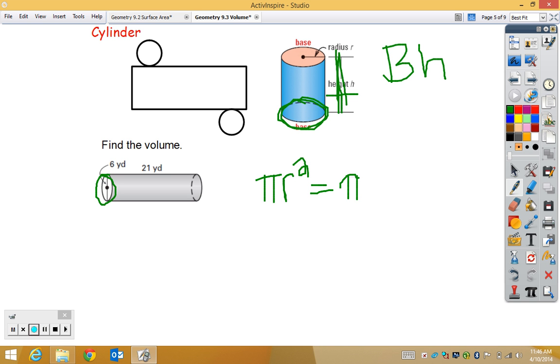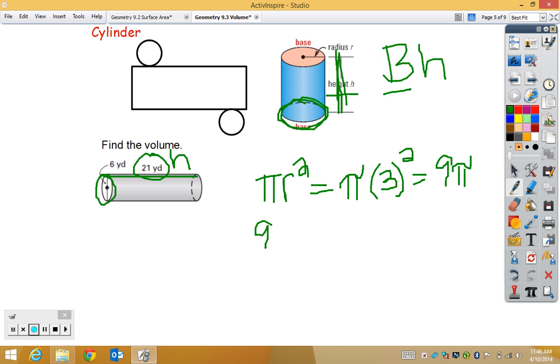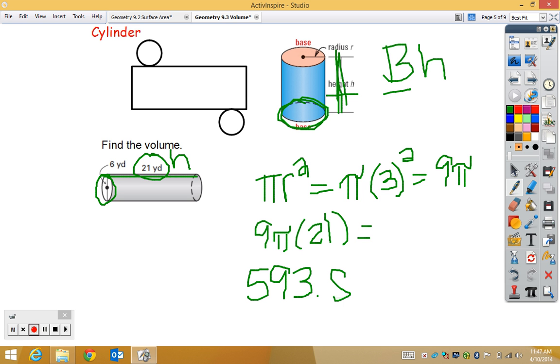So we go pi, my radius, this is 6, so my radius is 3 squared. Alright, which is 9 pi. That's the area of my base. My height, how far apart are the two circles? They are 21. So I go 9 pi times 21. 9 times 21 times pi. It's 593.8, and that is cubic yards.